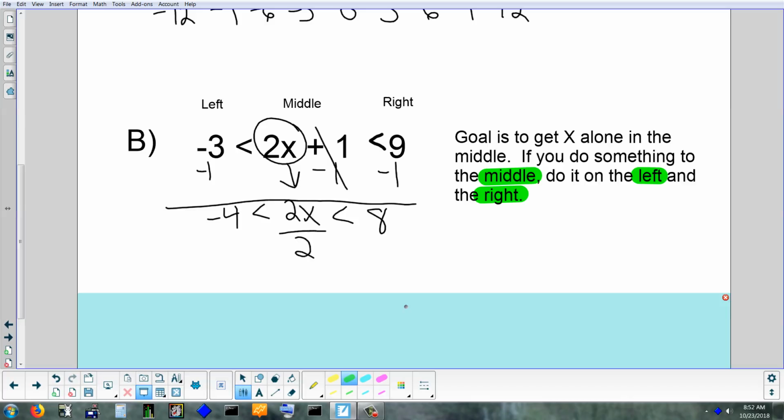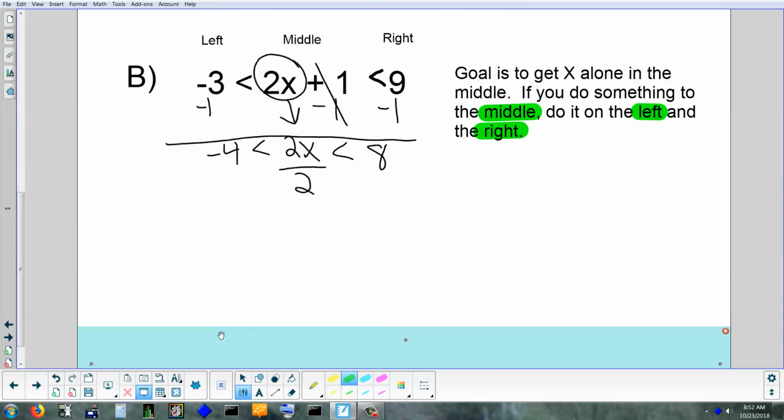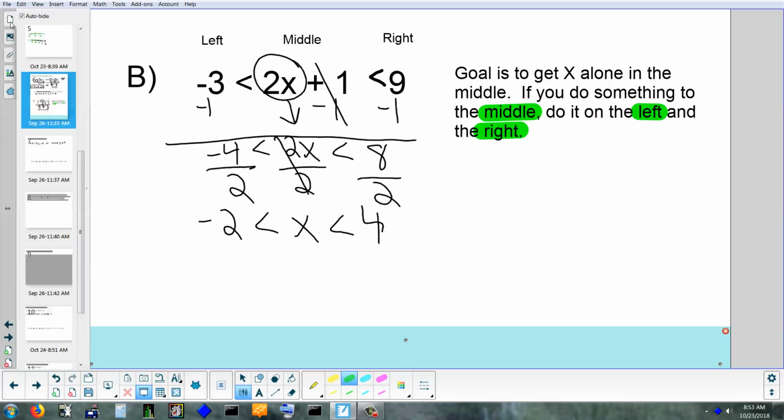Now think about this. Same rules apply, like Mr. Hager wrote here. Whatever we do in the middle, we do on the left and on the right. So what else do I have to divide by 2? The 8. And what's the other place? The -4. I'm going to get -2 here. -4 divided by a positive 2 is -2. Bring my sign down. Again, this cancels out, leaving me with x. And then positive 8 divided by a positive 2 is a positive 4.